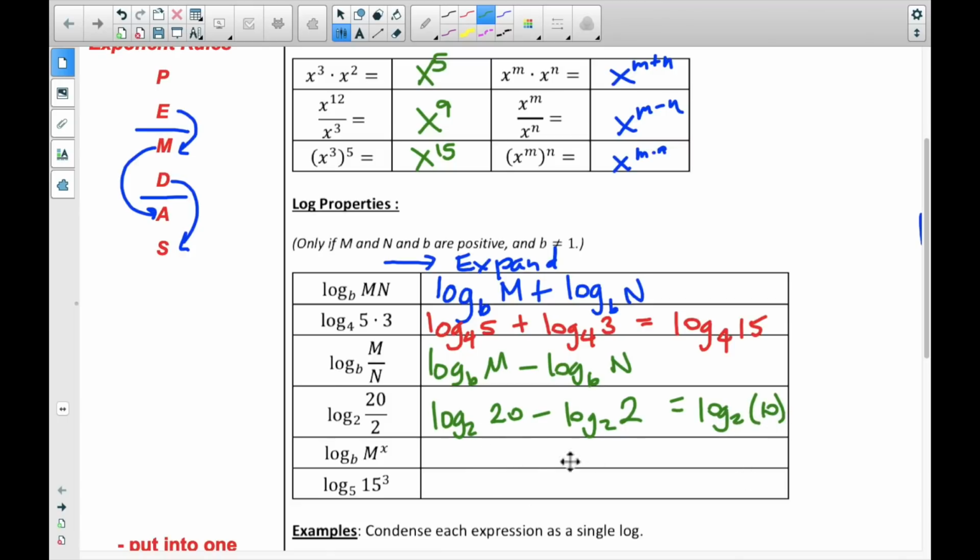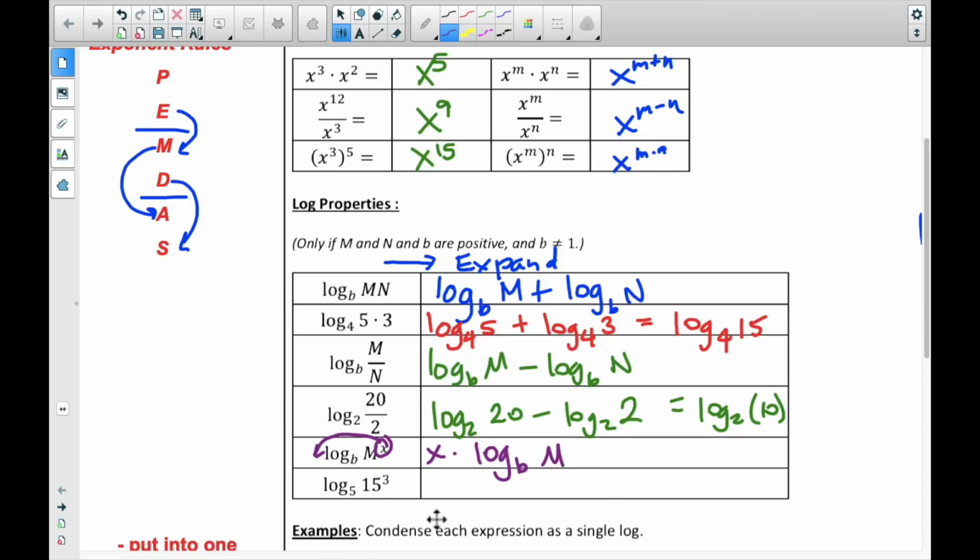So these are just properties. Just like we do with exponents, we sometimes need to combine them. We're doing the same thing here. Let's look at the next example. We have the log base b of m to the x. Now we have a power. When we have a power or an exponent here, we're supposed to multiply. What we're going to do is take that exponent and put it in front. So it's going to be x times the log base b of m.